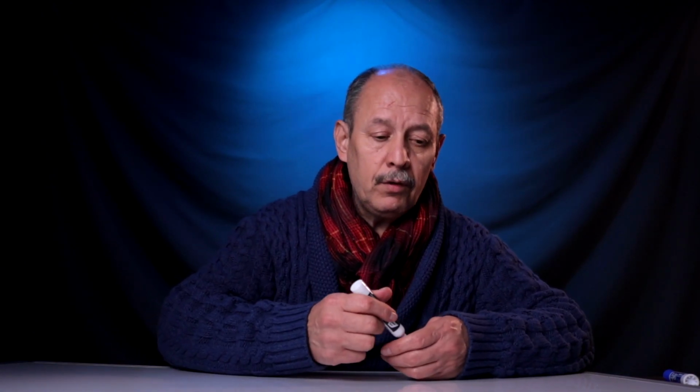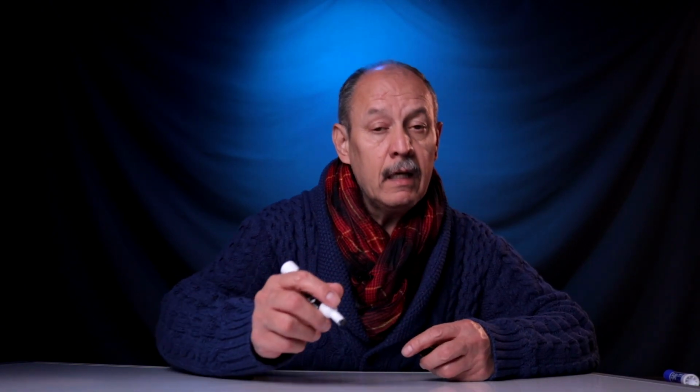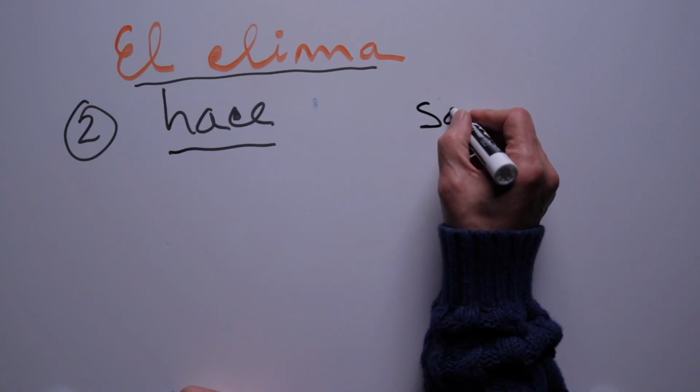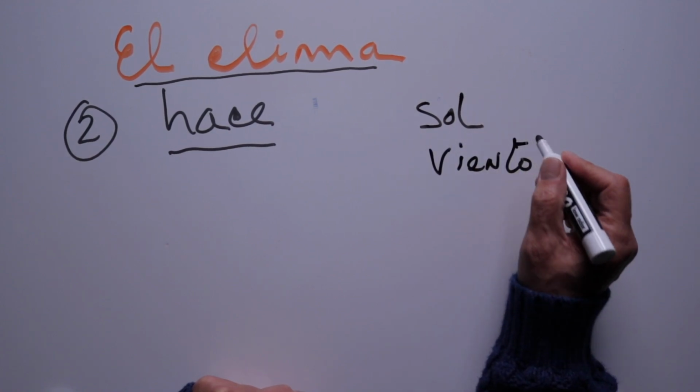The second verb that we use to talk about the weather, and we use it also with nouns, is the verbo hacer. We use hacer in the form of third person singular conjugation, meaning hace all the time. Why hace? Because we are talking about the weather, and the weather is a third person to us, right? So, hace sol, hace viento. We do not use nubes.